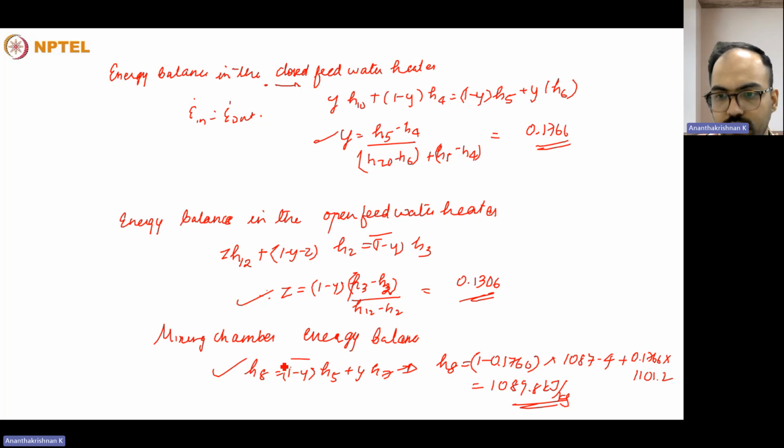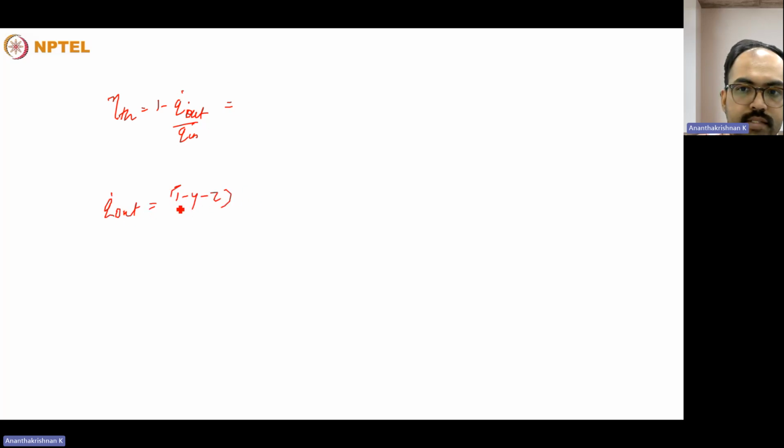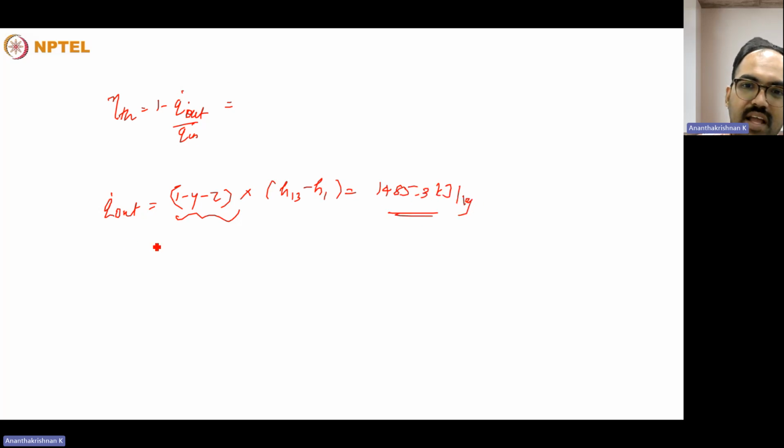Once we get it, we can actually calculate the thermal efficiency straight away. That is equal to 1 minus Q out divided by Q in. Very straightforward. Just like the previous case, Q out will be equal to 1 minus Y minus Z. So it's different from the previous case; obviously, Z is also there. Into H13 minus H1. So we'll get it around 1485 kilojoule per kilogram.